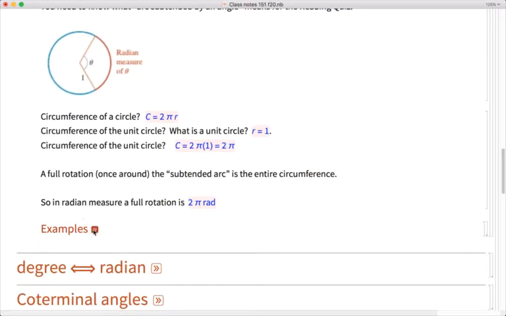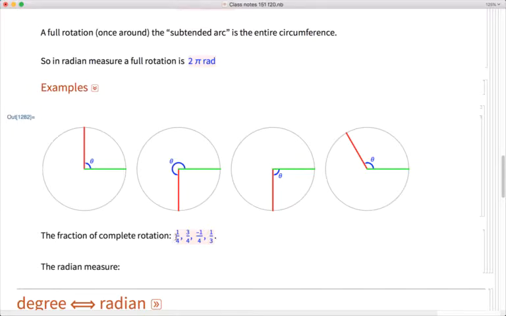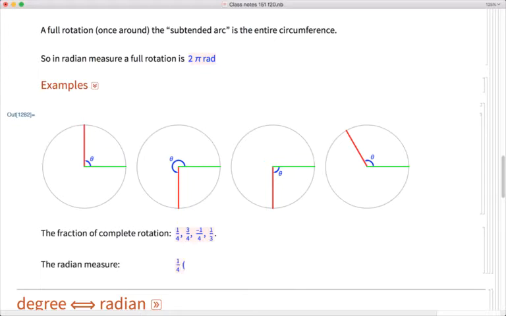Okay, so let's look at the radian measure. The same 4 angles, we've already estimated the fraction of a full rotation, but now we'll go to radian measure. All the way around in radian measure is 2 pi. So what's going on here? This first angle, this quarter of a rotation, in radian measure is pi over 2. And the next one, 3/4 times 2 pi.